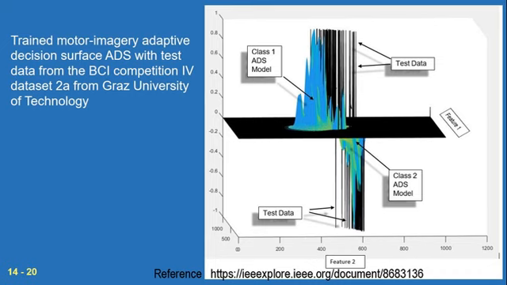Generally, if the test data is above the ADS surface, then class the test data point as Class 1. Example, Class 1 command to open the robotic prosthetic hand. If the test data is below the ADS surface, then class the test data point as Class 2. Example, Class 2 command to close the robotic prosthetic hand.